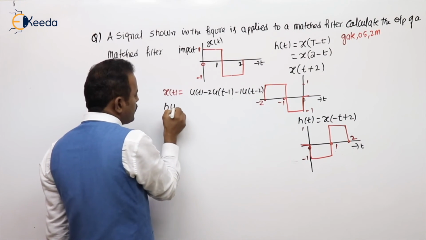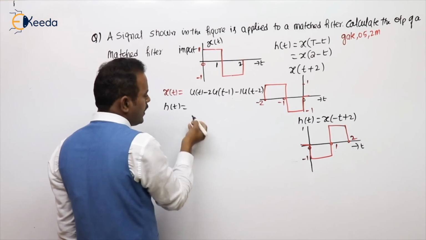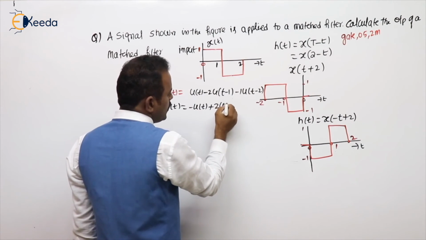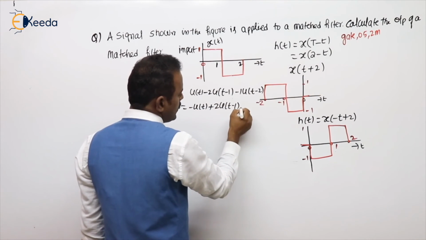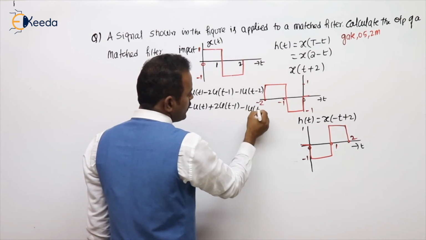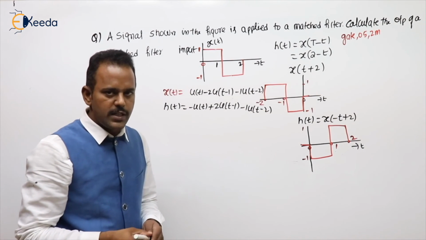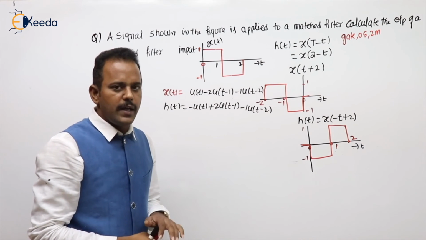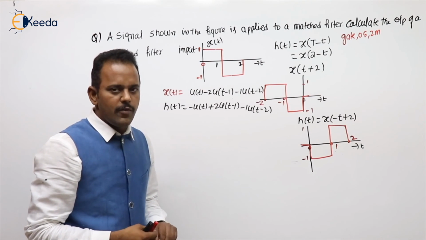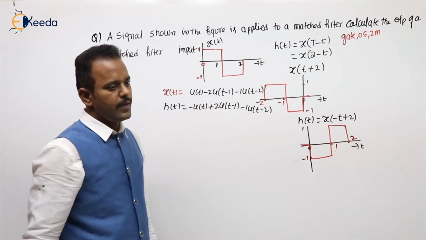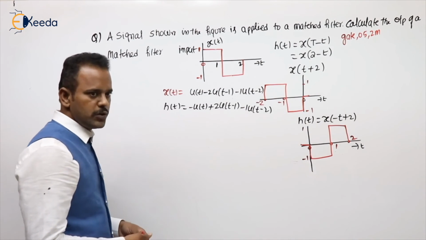Write the h of t also: u of t minus 2 into u of t minus 1, minus 1 into u of t minus 2. Wherever there is a change, write the step signal at those instants. Change means final minus initial value, always the right side value minus the left side value at that instant. Make the convolution between the both.